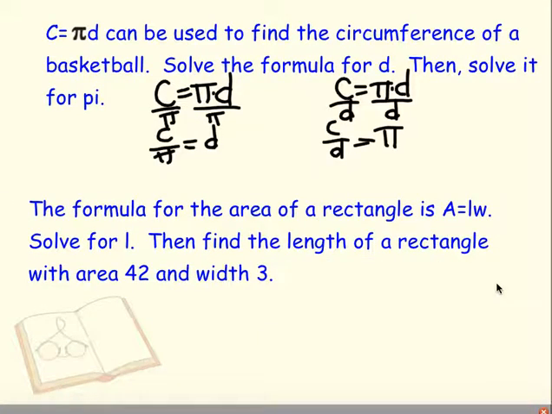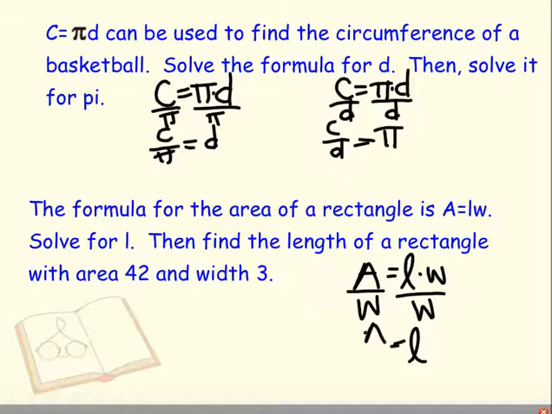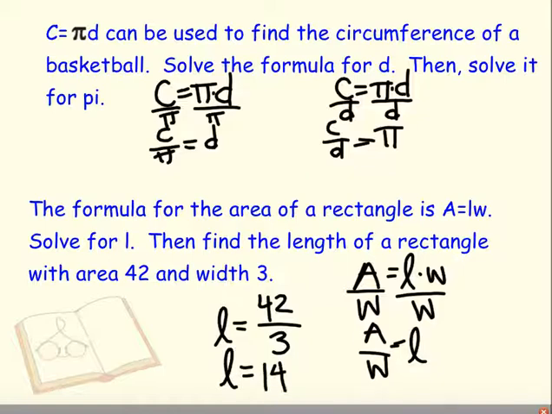The formula for the area of a rectangle is area equals length times width. Solve for length. And then we're going to find the length of a rectangle if the area is 42 and the width is 3. So we say, all right, if I have area equals length times width and I want to solve for length, means I need to get rid of that times w by dividing by w. So length is actually area divided by w. So in order to find the length in this problem, I'm going to do length is equal to 42, my area, divided by 3, my width. So I say, okay, 42 divided by 3 is 14. So the length would be 14.